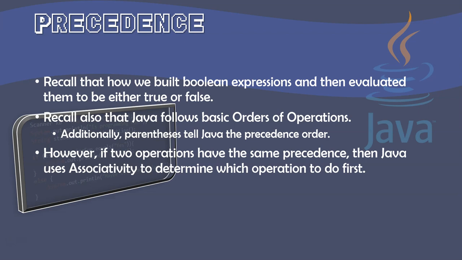However, if we have two operations that have the same precedence, then Java will use associativity to determine which operation to do first. So for example, if we had two addition operations, those are the same level, so it's going to have to use associativity to evaluate which one to evaluate first.